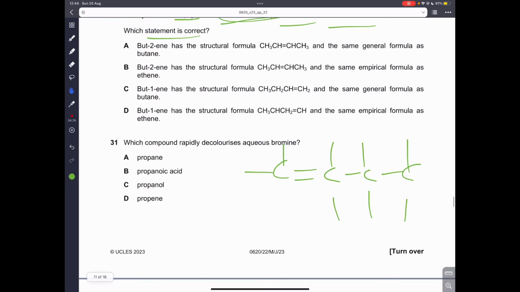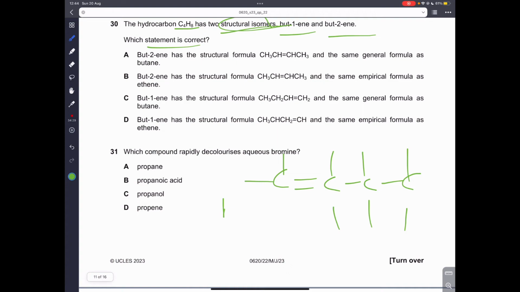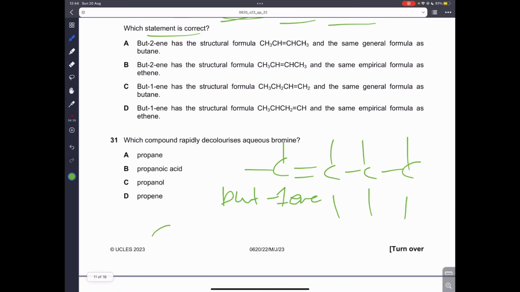So this is the structure that I have drawn as but-1-ene, because the double bond is between the first carbon atom and the second carbon atom. And in the second structure, the double bond should be in the middle. So it would look something like this.